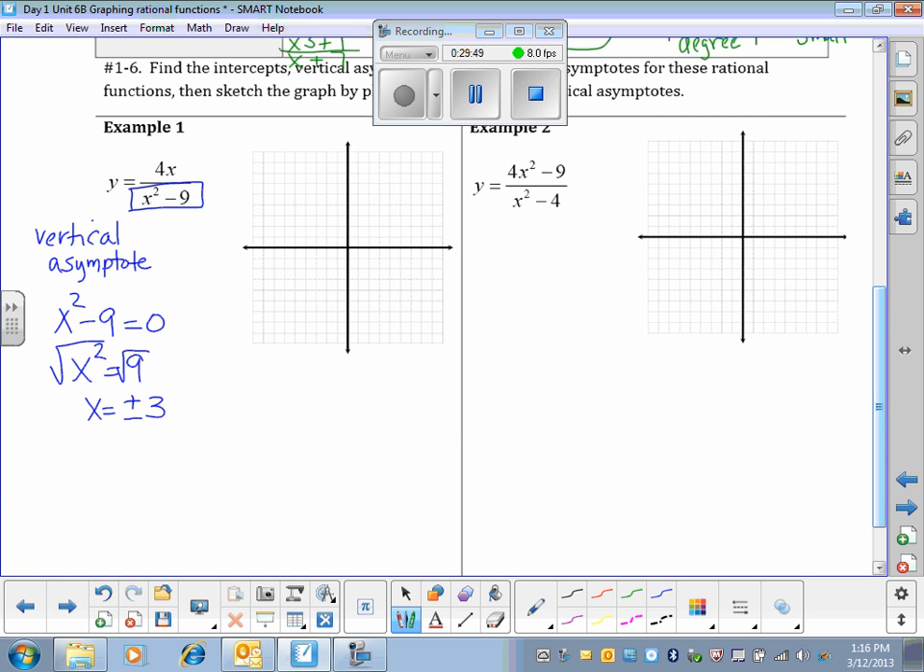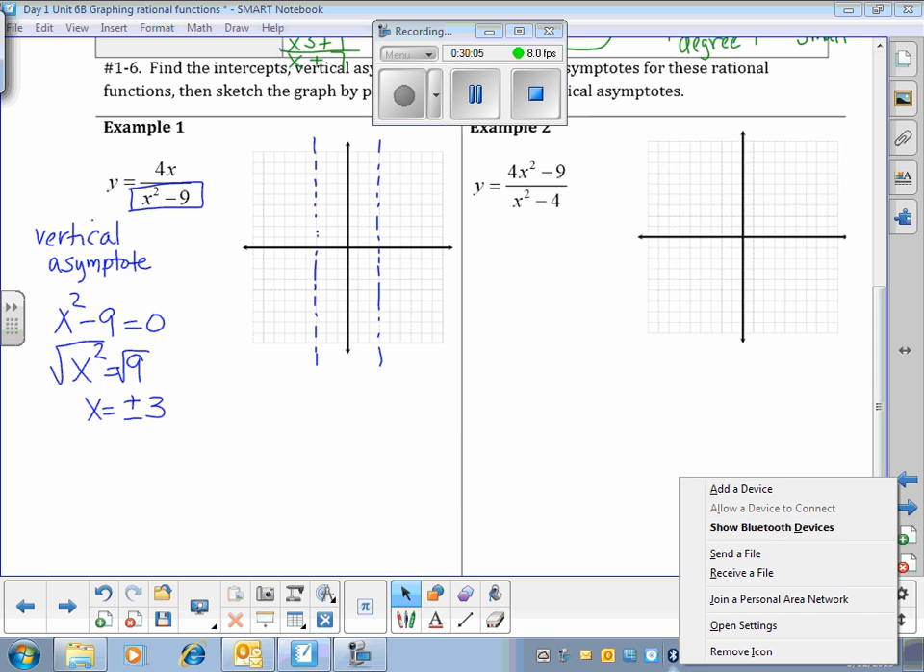See how I did that? Okay. So now let's draw this in. 1, 2, 3. So there's my vertical asymptotes. Now let's find the horizontal asymptotes.